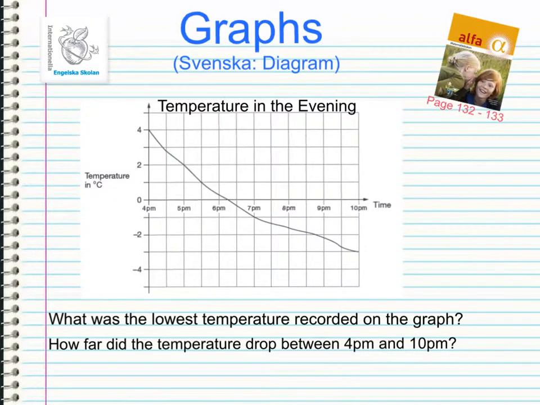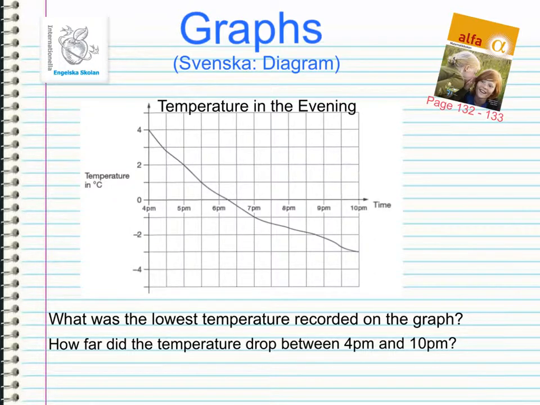If then we look at 7 p.m., which is over here, we go down to the line, and then we trace it back to the y-axis, we can see that at 7 p.m. the temperature is -1. As the night goes on, the temperature gets colder and colder.